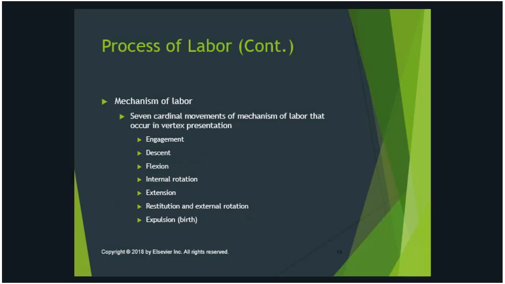Mechanisms of labor. There are 7 cardinal movements of labor that occur in the vertex position: engagement, the head engaging into the pelvis; descent of the baby through the pelvis; flexion; internal rotation; extension; restitution and external rotation; and expulsion, which ends in birth.